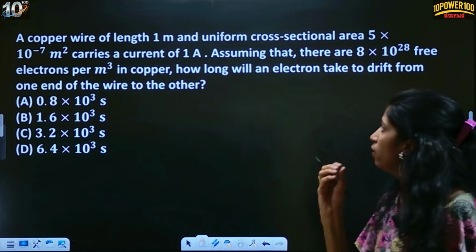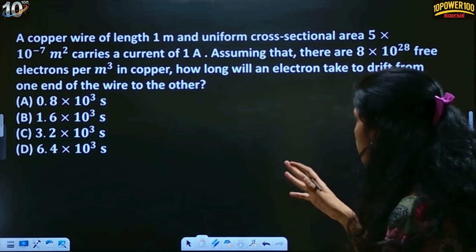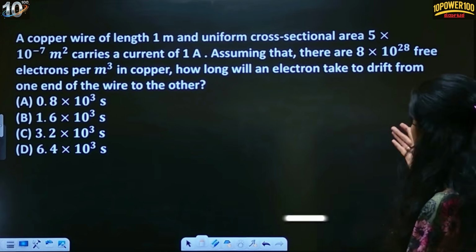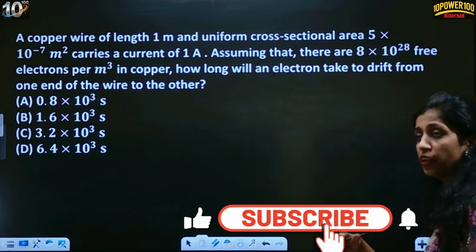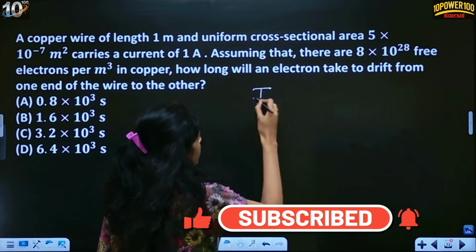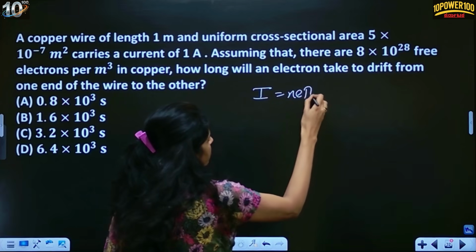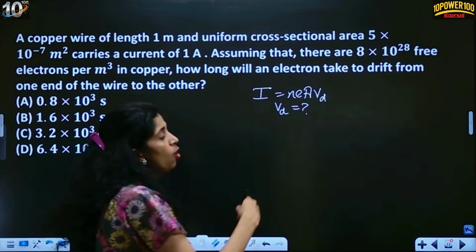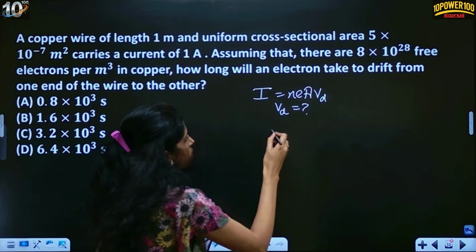Fine. A copper wire of length 1 meter and uniform cross-sectional area. Oh my god, it's a very direct question. They're asking how long will an electron take to drift from one end of the wire to the other. So I'll give you the direct formula. You know the formula: I equals n e A vd. From this find out what is vd and how long it will take. How long means time you are supposed to find out.